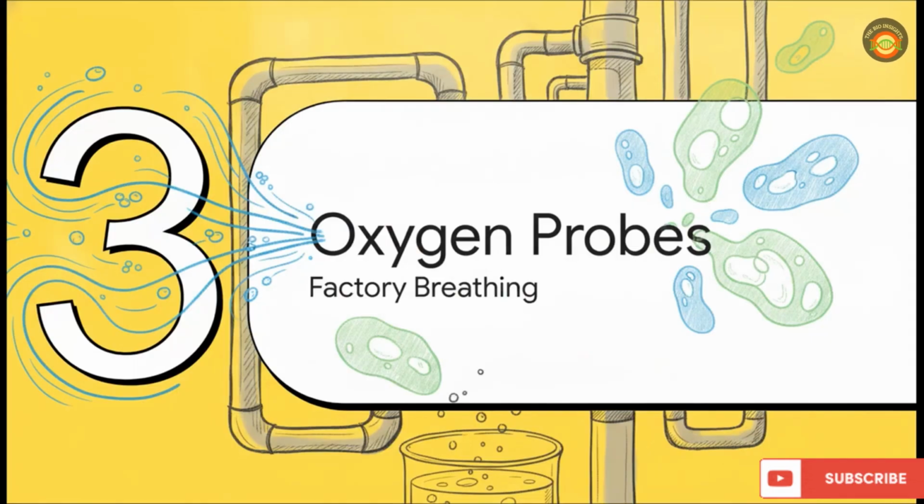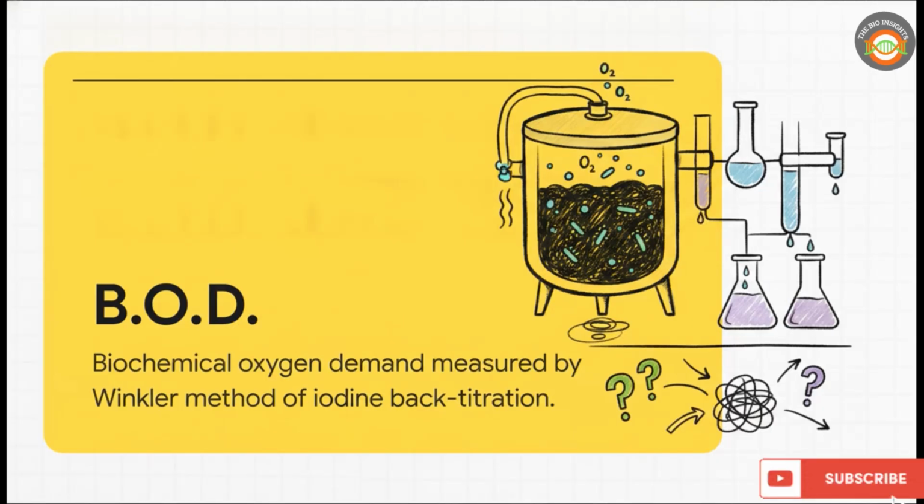That brings us to section 3, the dissolved oxygen probes and keeping the factory breathing. Because our aerobic microbes don't just exhale, they need to inhale too. Just like us, they require a constant, carefully measured supply of oxygen to survive and do their jobs. But here's the thing. Measuring dissolved oxygen inside a thick, complex fermentation broth used to be an absolute nightmare.